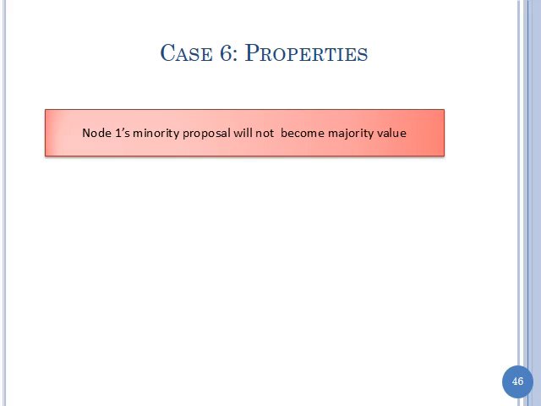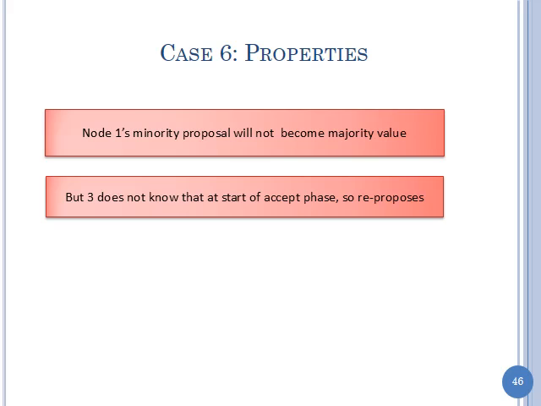Now here I will make sure that node 1's minority value will not become the majority value. So just to show you that every minority value doesn't necessarily become a majority value. But the point is that this case is no different from node 3's point of view than the case in which it will become a majority value, and that is why node 3 has to repropose that value.